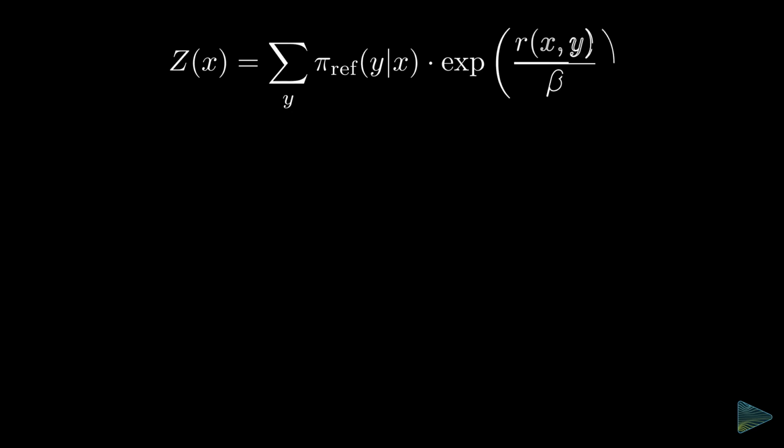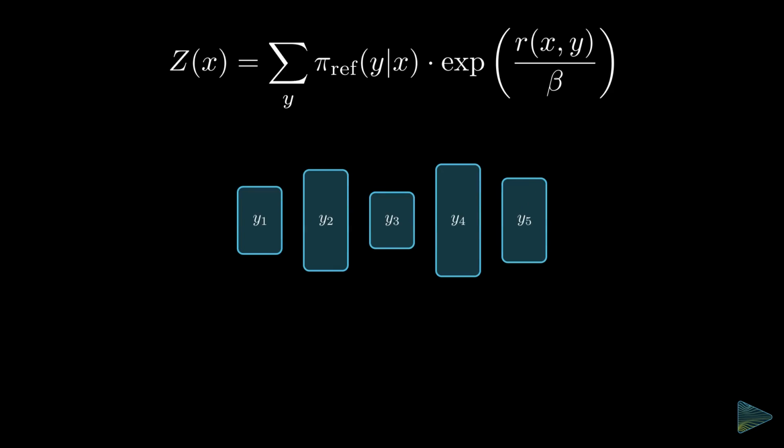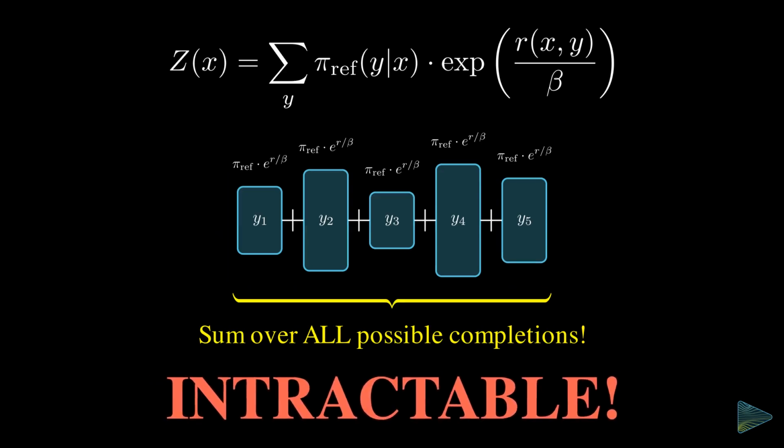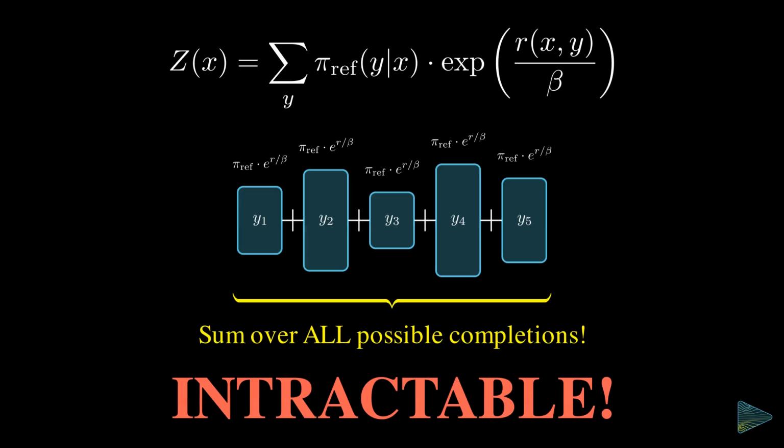Notice that this formula includes a normalization term called the partition function, z of x. This partition function is the sum over all possible completions, y, of pi reference times exponential of reward divided by beta. We see 5 example completions here, but in reality, we must sum over all possible text completions. This is what makes traditional RLHF computationally challenging. The space of possible completions is astronomically large, making this sum intractable to compute exactly.